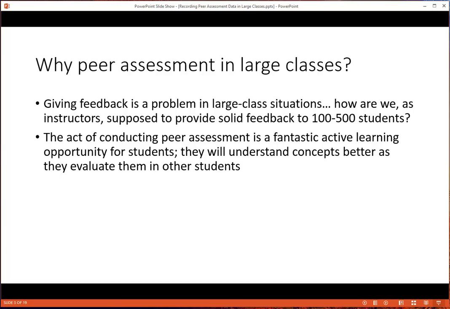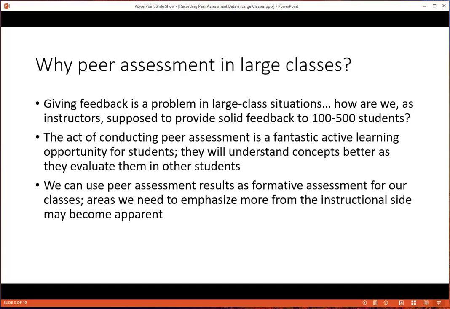Beyond that, there's this idea that conducting assessment, and peer assessment is one form of assessment, is a very powerful active learning strategy for the students themselves. As they conduct the assessment, they're going to learn something about the quality of the thing they're assessing, and hopefully then be able to internalize some of those skills, maybe do some self-reflection, and improve those skills on their own. So this is definitely an active learning strategy that you can implement in large classes, and we're always looking for more of those.